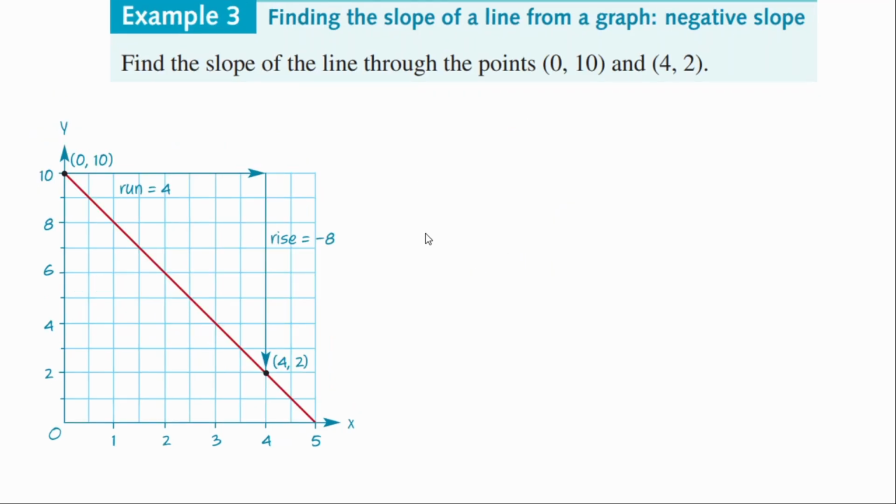So that was a positive slope. So this one will be negative. It's going down from left to right. So let's find the slope of this line. It goes from point 0, 10 and 4, 2. It's picked out 2 points for us again.